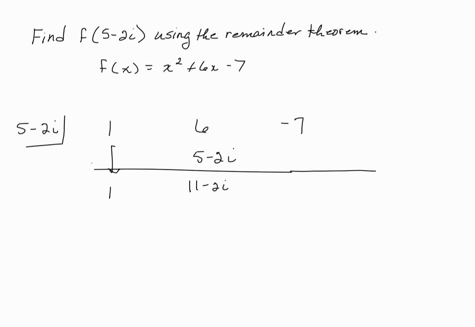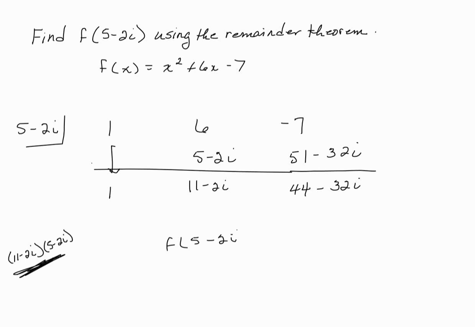Now, when I get ready to multiply the 11 minus 2i times the 5 minus 2i and put it in my calculator, I have to be sure that I put both of those terms in parentheses, just like this. They both need to be in parentheses, and when you multiply that, you get 51 minus 32i. So your answer here is 44 minus 32i. So this remainder is equal to the function value at f of 5 minus 2i.